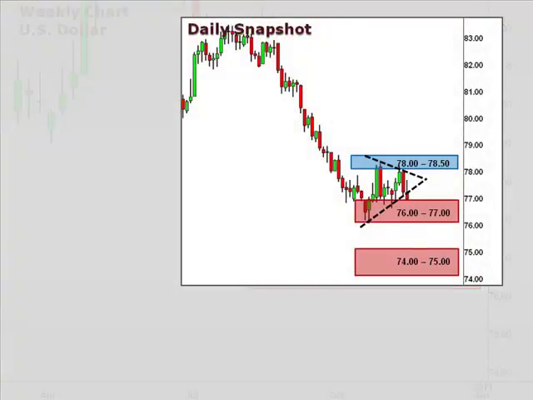Let's take a look at a daily snapshot. It appears as though a sideways triangle is forming, further lending credibility to the indecisiveness of the US dollar against most of the major currencies. Once again, a break above 78 lends credibility to a bigger picture move higher. Support at 76, should it fail, is likely to open up a move down towards the 74.75 box.